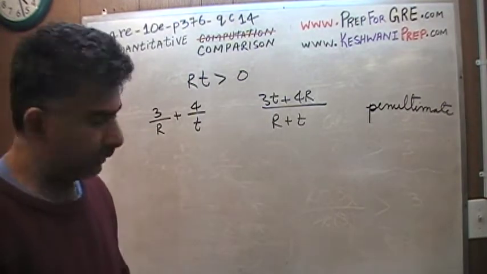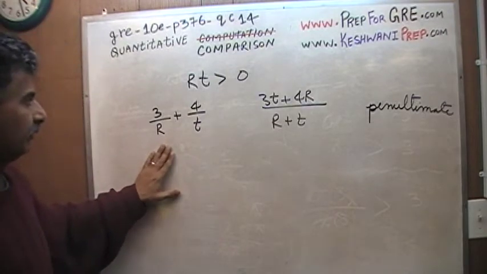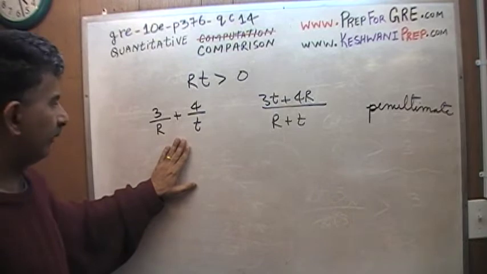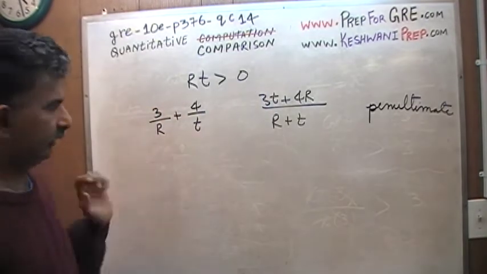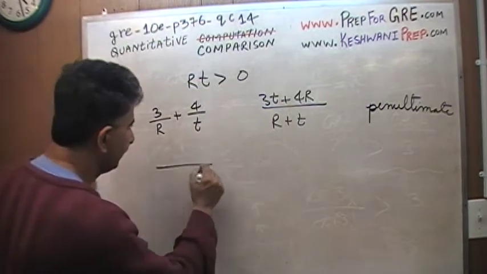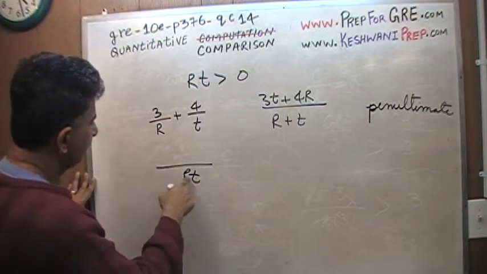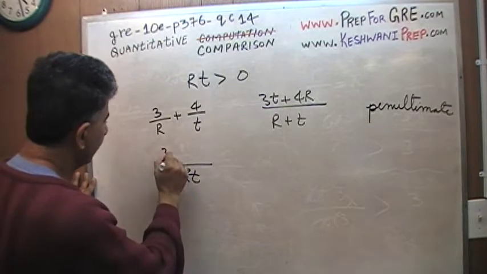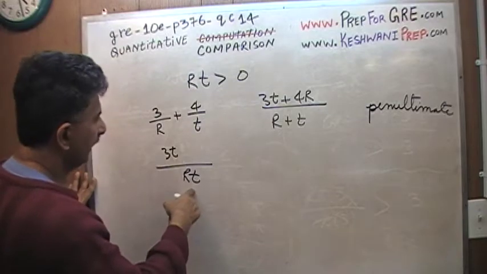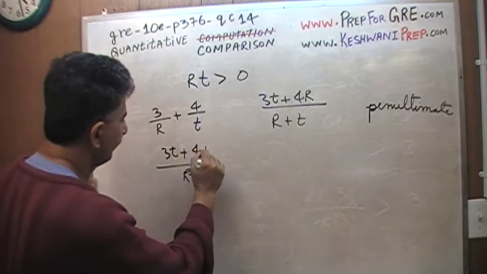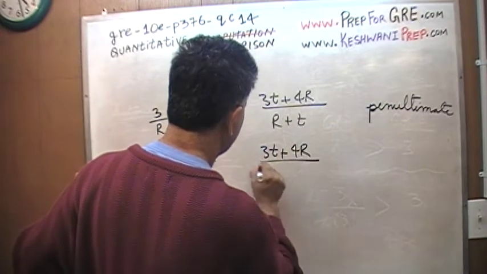So what are we going to do? Well, the very first thing to do here is for us to find the common denominator so that we can put both of these quantities together, because that's what we have here. So let's put this down as R times T, and then R times T divided by R gives us T, so we end up with 3T. And R times T divided by T, we end up with R, so we end up with 4R. And here we have 3T plus 4R.